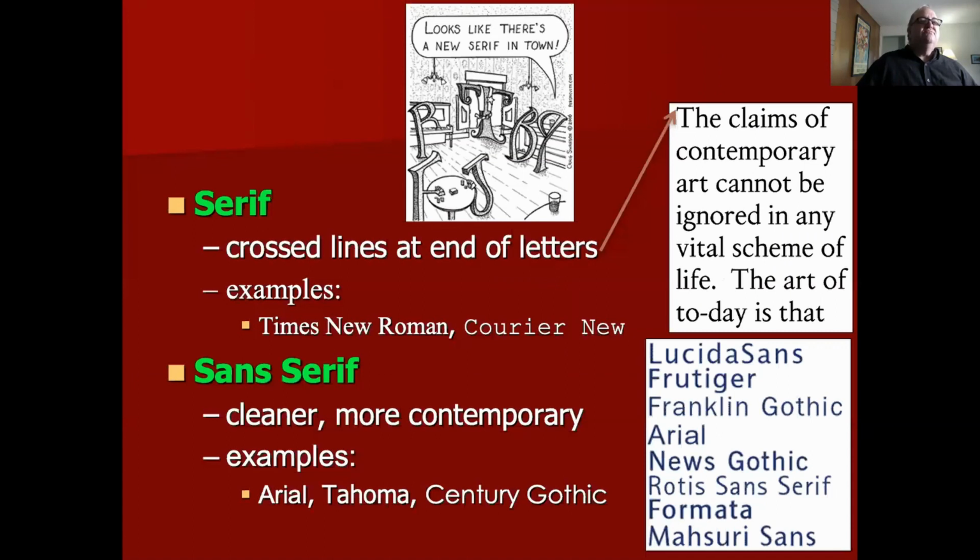Serif typefaces have the cross lines at the ends of letters. You have those on Times New Roman, Courier New, all those things. Sans serif is cleaner, more contemporary looking. You've got Arial, Tahoma, Century Gothic, Helvetica. Calibri, I think, is one that you might have on your Windows machine, or I have them on my Mac too. That's another one that's out there. Basically it means there's no serif. Sans means without. So you have serif faces and sans serif faces. So it's pretty easy to follow.